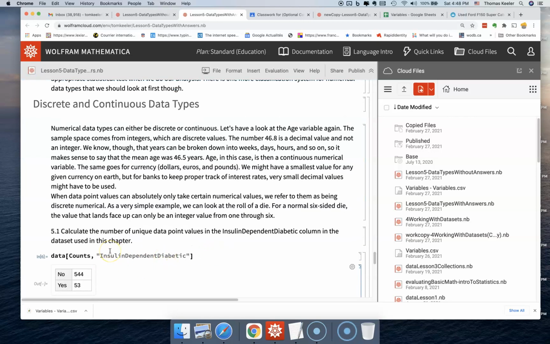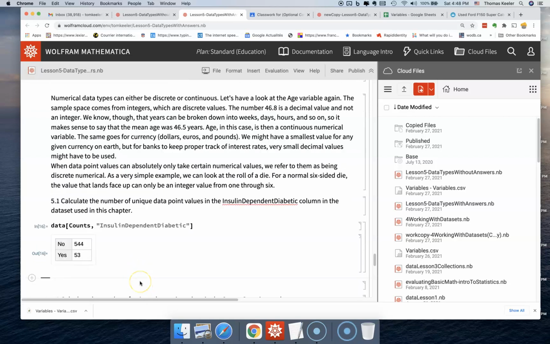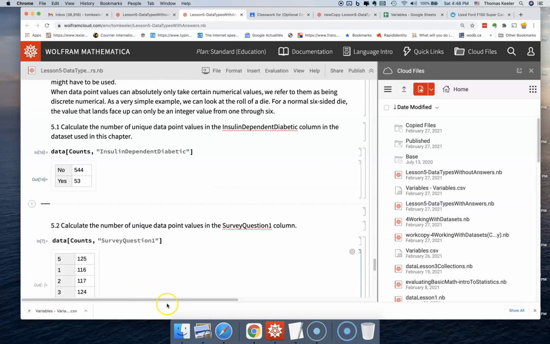And so it says, well, how many data point values? In other words, what are the counts? And so we have different values here. All right, and so we actually already did this earlier, but let's check it again. So I say, all right, shift, enter, and there we go. So for our field, insulin-dependent diabetic, 554, no, 53, yes.